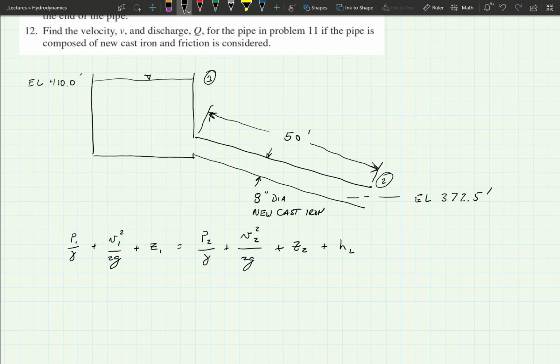V1 squared over 2g, 0, right? There's no velocity because the reservoir is considered to be infinitely large. Okay? And you could almost go to the same thing as a constant head, so it fills in. Okay? What about P1? P1 is open atmosphere. Cool. Does that make life easy? Yes? Okay. About P2?